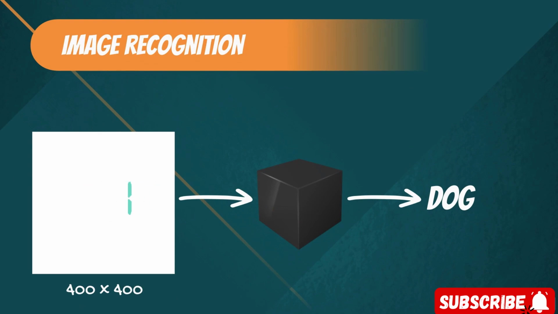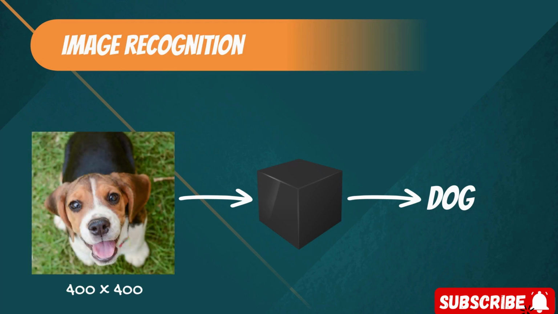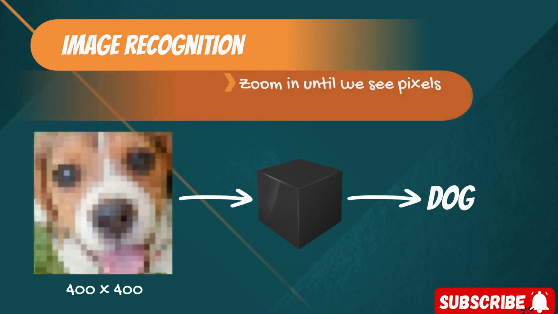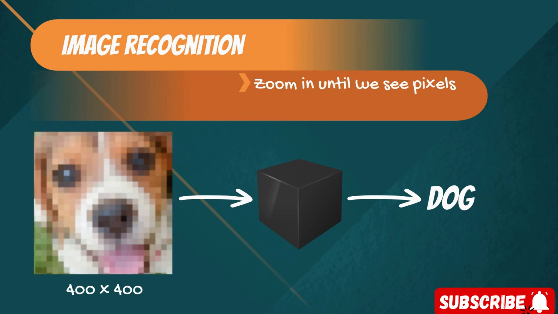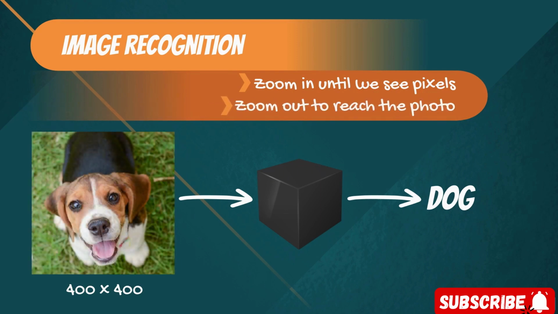Here's where linear algebra comes in. Each photo has some dimensions, right? Say this photo is 400 by 400 pixels. Each pixel in a photo is basically a colored square. Give it enough pixels and a big enough zoom out, and our brain perceives this as an image rather than a collection of squares.